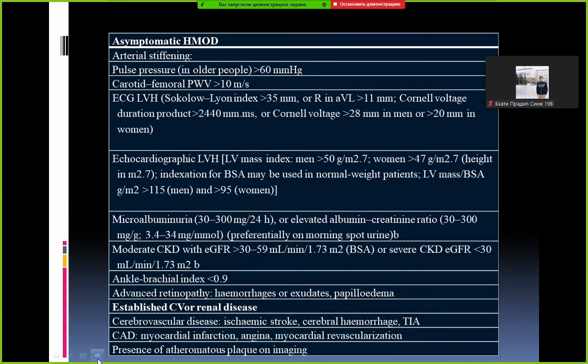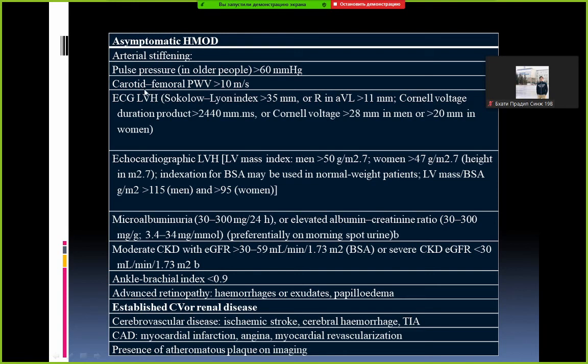Next group of risk factors, asymptomatic hypertension damage of target organs such as arterial stiffening. In this case, pulse pressure in older people will be more than 60. Carotid femoral pulse wave velocity more than 10 meters per second.